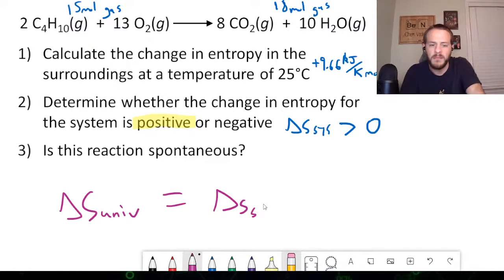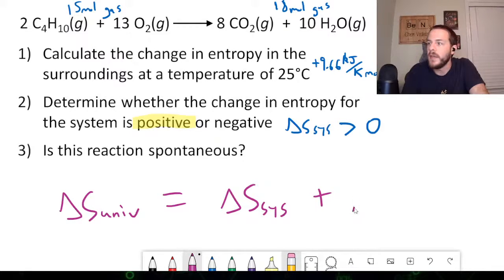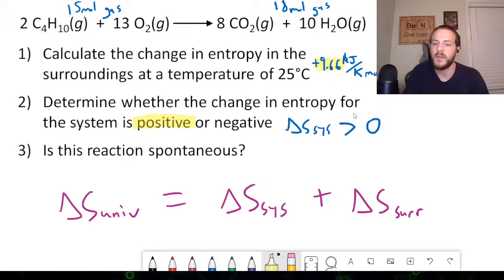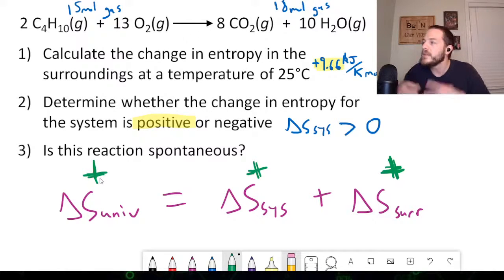delta S for your system plus delta S for your surroundings. Now, in this case, delta S for our surroundings is the positive 9.66 kilojoules. And we also know that the delta S for the system, because the moles of gas increase over the course of this reaction, is positive. So since delta S system is positive and delta S surroundings is also positive, then delta S universe must also be positive. There's no way to combine two positive numbers and somehow end up with a negative number.